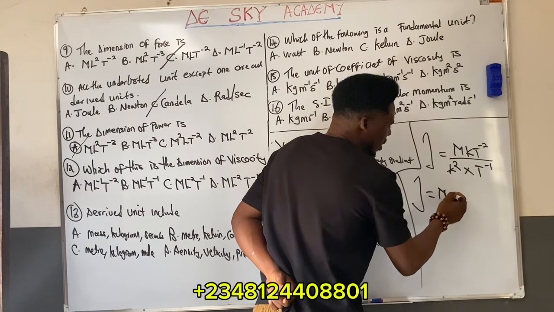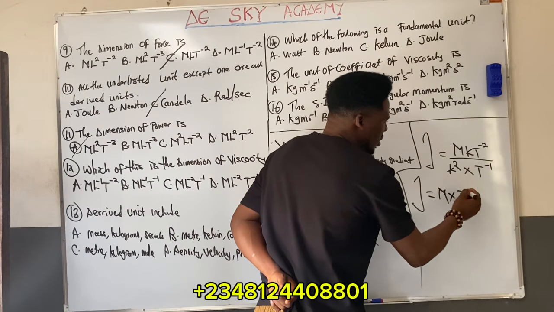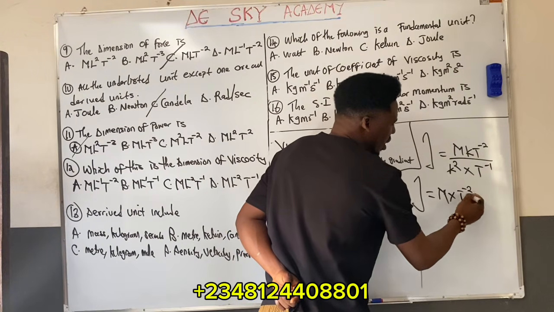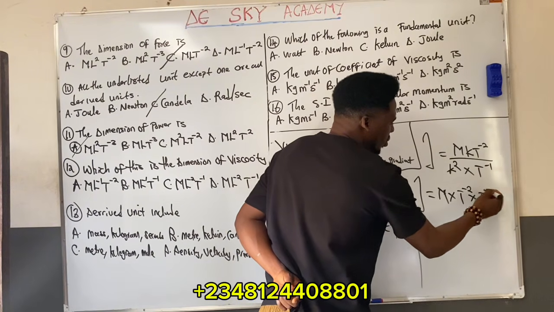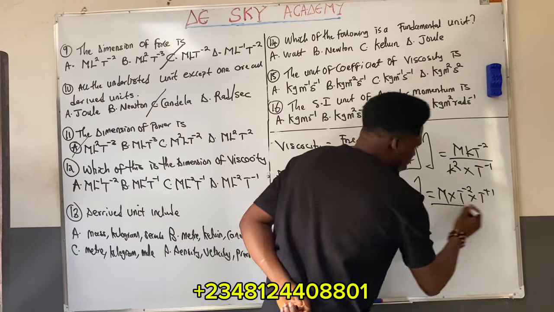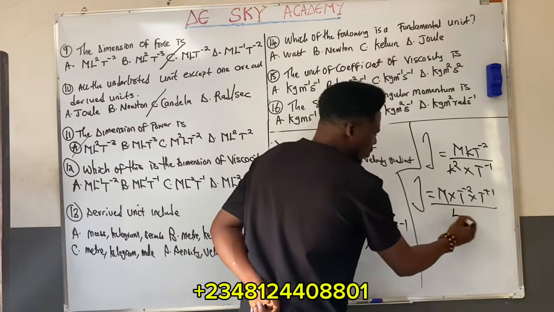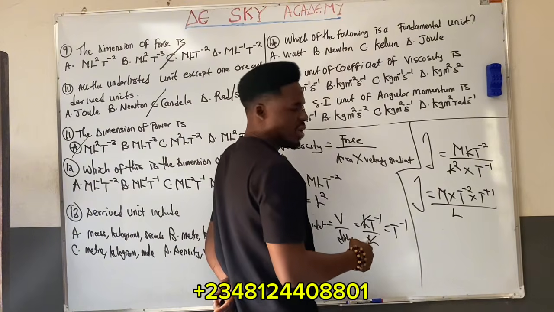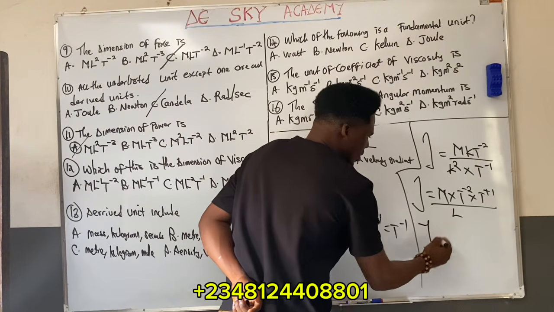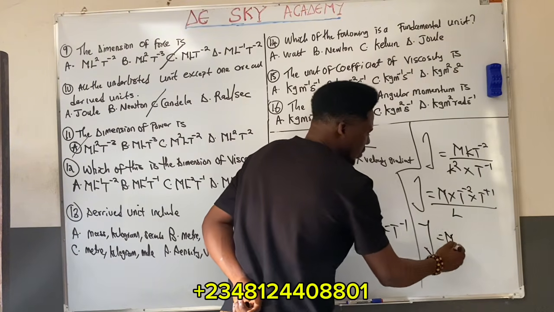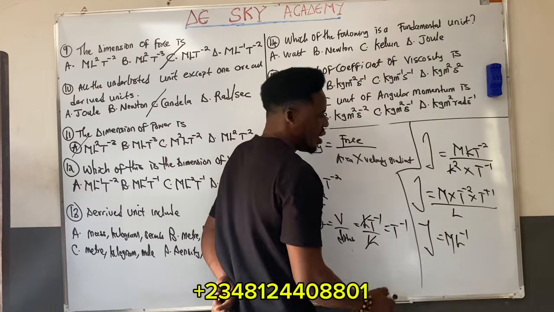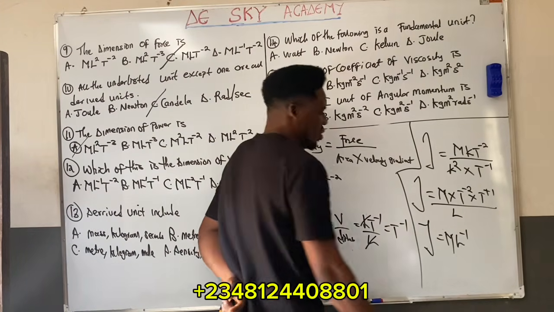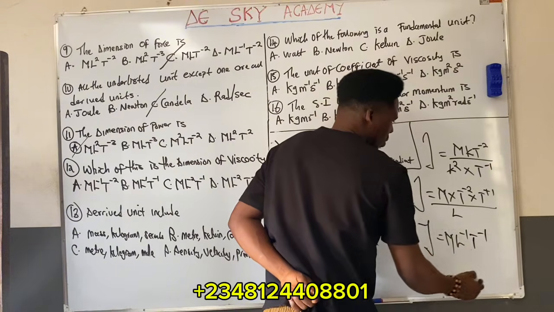M then times T bar 2, right? Times T plus 1. You get? All over, you have 1L here. And you know that 1L also going up will be minus 1. I will now have the velocity gradient will now be M L bar 1 minus 2 plus 1. What is minus 2 plus 1? That's minus 1. T bar 1.